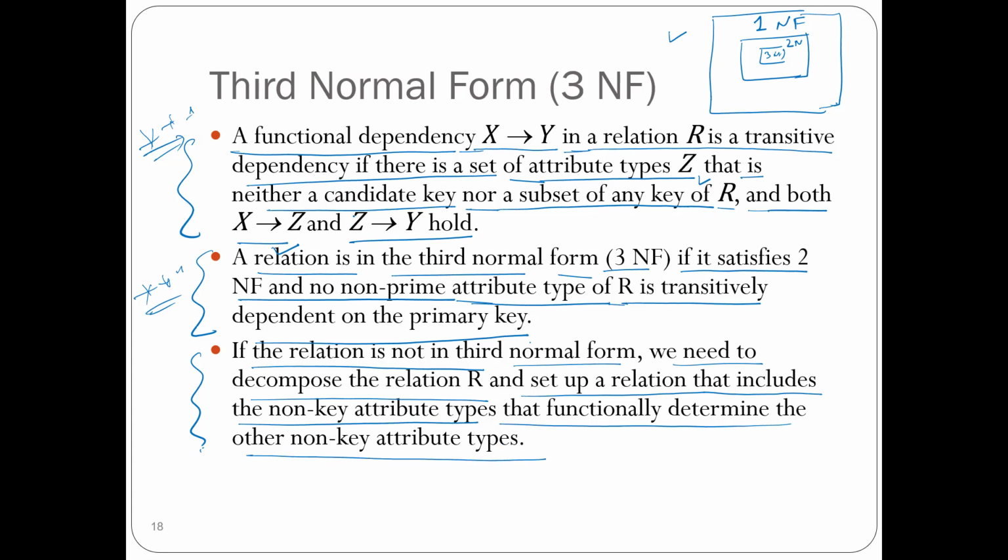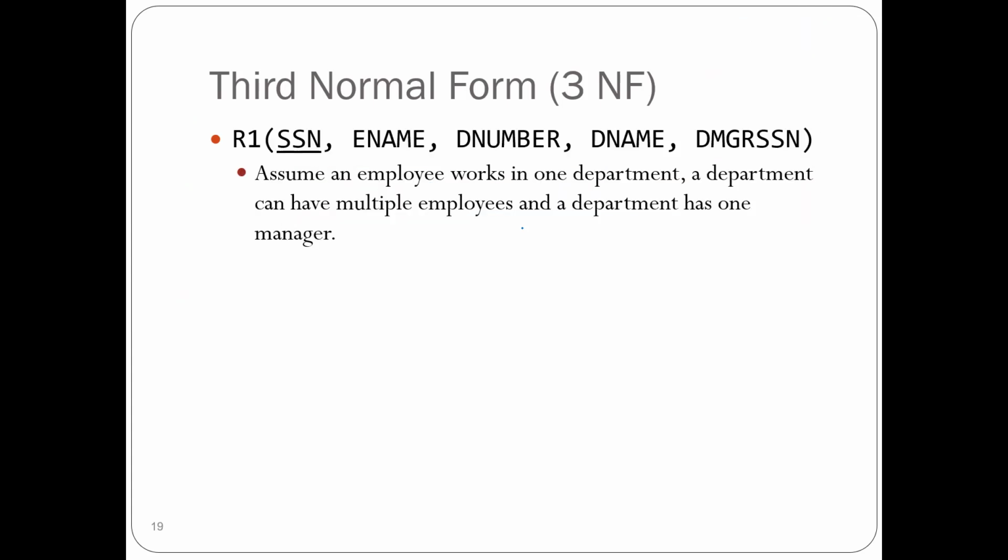So what we are saying here is we need to take care of this Z to Y kind of relationship, right? Because what is Z? Z is a non-key attribute type, and Z is an attribute type which is coming in between and messing it up. From X to Y, X is probably a primary key, a candidate key, but we have a Z in between, and there is a functional dependency from X to Z and Z to Y. So if you find something like this, then we have to take care of that. Let's look at an example.